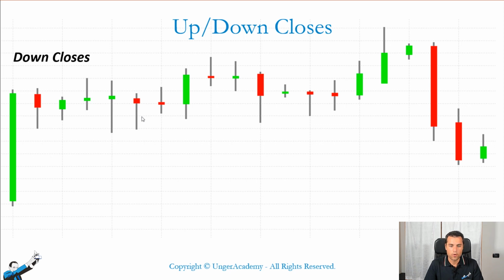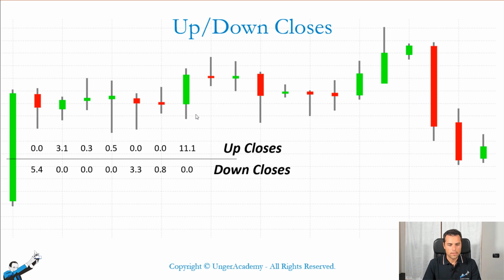We can do the same for the down closes. So we start with a 5.4. Then we have a 0, then another 0, 0 again, 3.3, 0.8, and at the end, in the last case, another 0. So let's make some considerations about these numbers. As you can see, there can never be a positive number for both the up close and the down close of the same bar, because obviously there can never be a close that is both greater and lower than the close of the previous bar. So we can only have either 0 or a positive number.